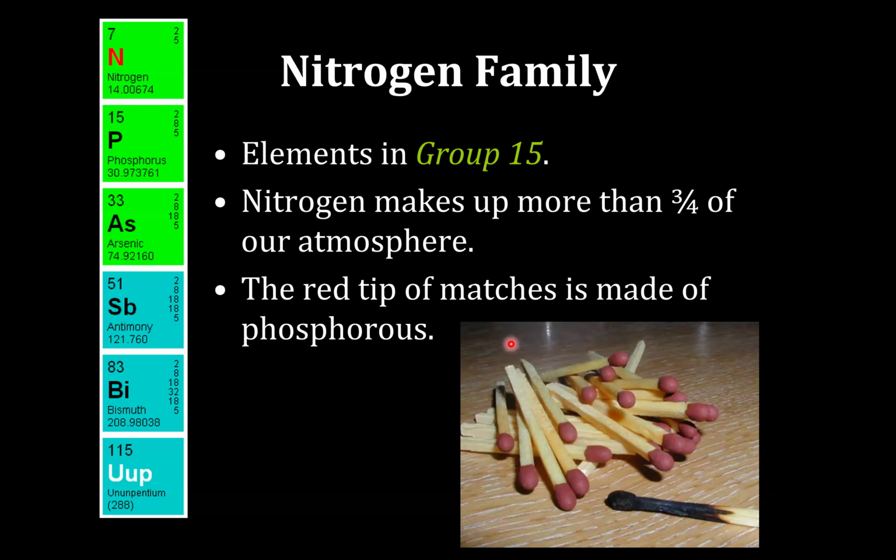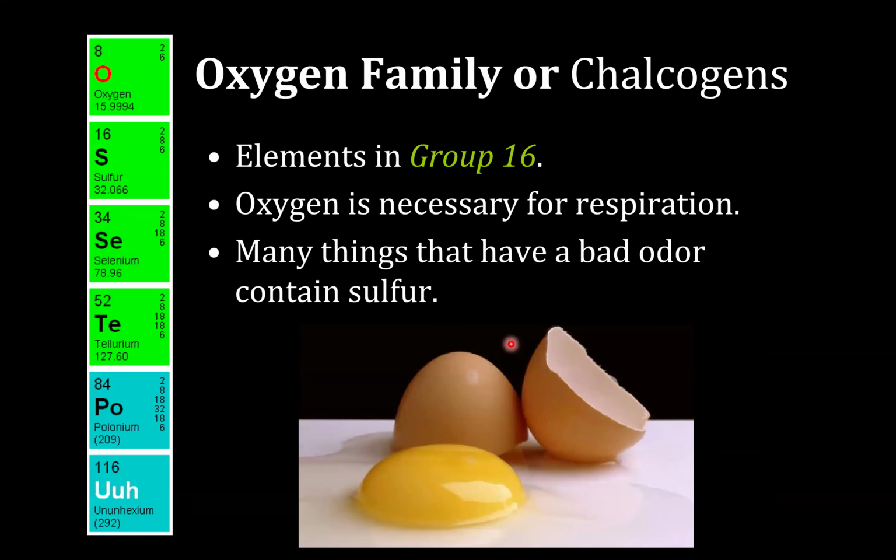Okay, that's group 15. What about group 16? Now that's the oxygen family, or sometimes we call it chalcogens. Chalcogens, that's the group 16 elements. You have oxygen, you have sulfur, you have selenium, you have tellurium, polonium. So where do you find it?